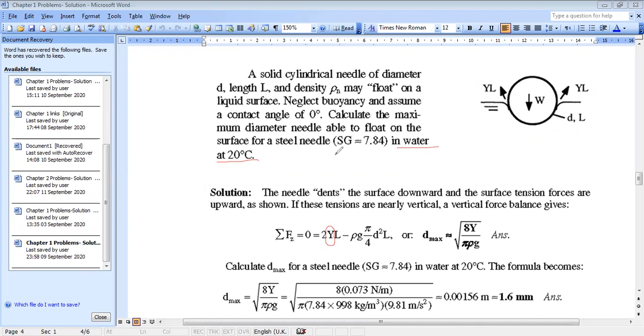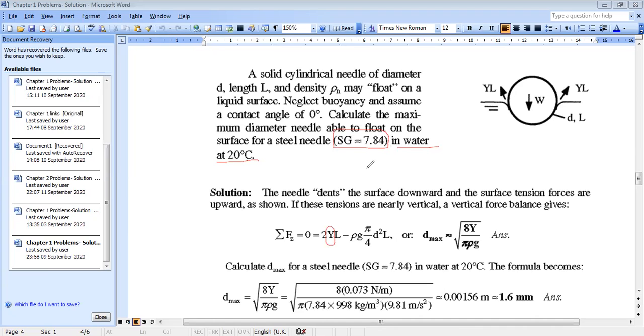And concerning rho of water, because they gave you the specific gravity of the steel needle, you have that. For this one, to find rho of the needle, you take the density of water at 4 degrees, which is 998 kilograms per meter cubed, times the specific gravity, which is 7.84. Okay? So this is how you find it.